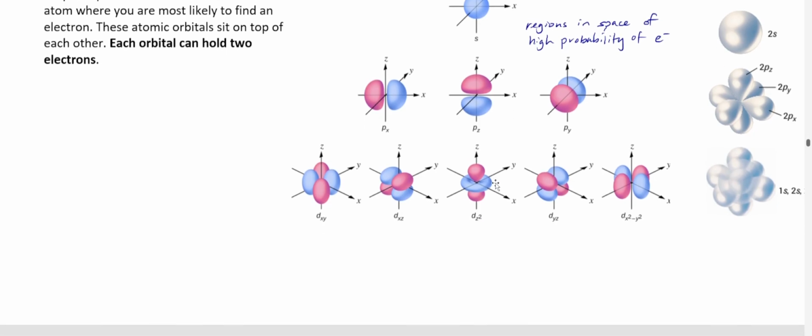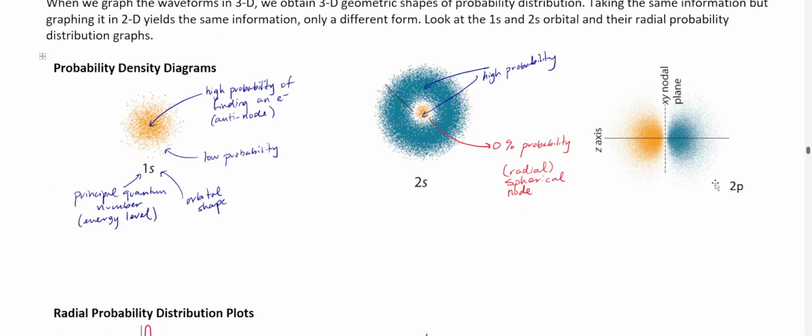So if we look over here, this is a 2p orbital, and we can see that the regions of high probability lie on the z-axis. So this right here and here, these are high probabilities. And since the areas of high probability sit along the z-axis, we write 2pz.